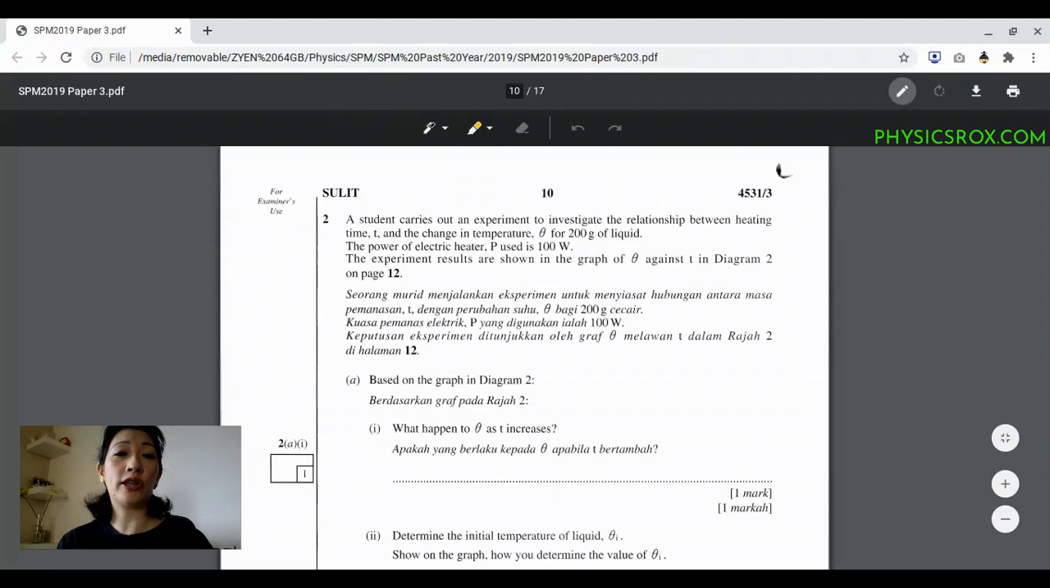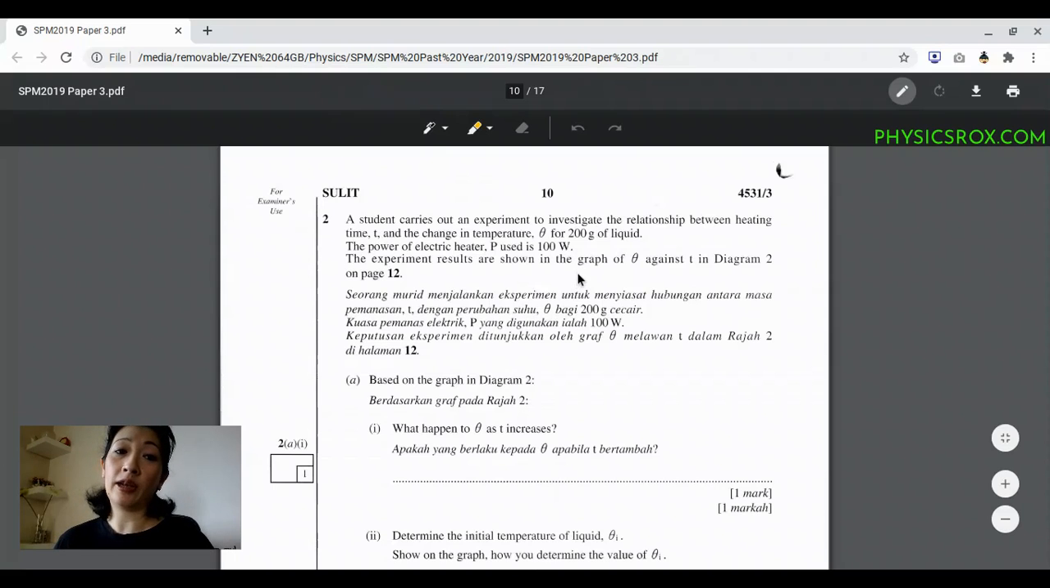For example, in Question 2 out of 12 marks, even if your physics knowledge is not very strong, you can still quite easily score 8 marks and above. So, without further ado, let's get started. Looking at the SPM 2019 paper, let's look at Question 2.